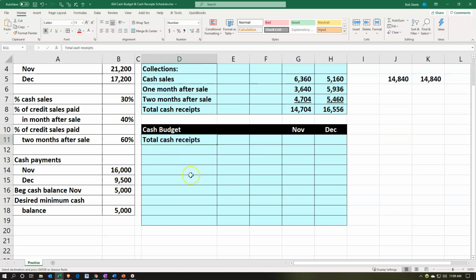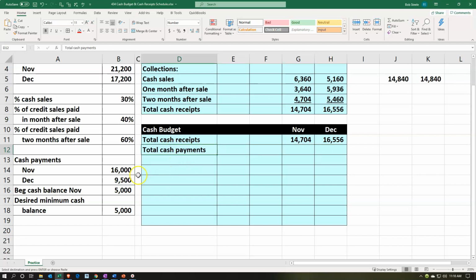So we're going to then have the total cash receipts. So the total cash receipts is where we'll start. We're just going to take the summary number. We picked these up already. These are going to be equal to what we calculated up top. The 14,704, that's the increase in cash, and the 16,556.